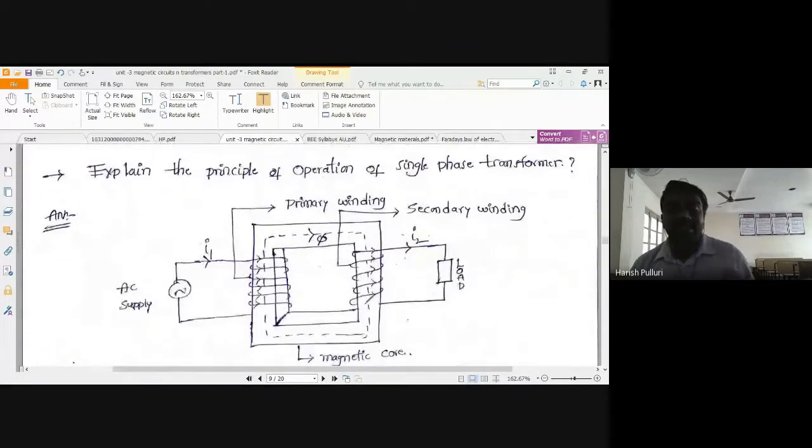This is a transformer, the same. This we call the primary winding, this we call the secondary, and here we give the input and here we take the load. This rectangular box we call the core. We have two main parts of a transformer: one is the core, and the second is the winding. These we call the windings, and this rectangular box we call the core.